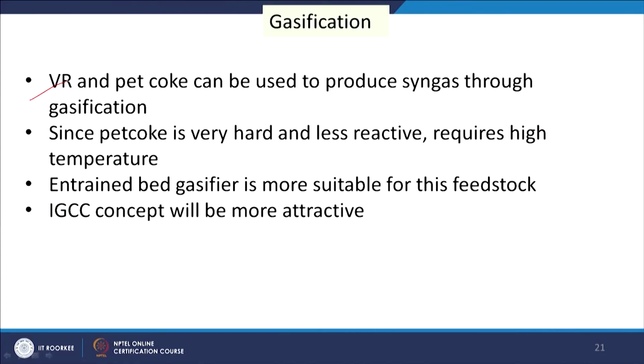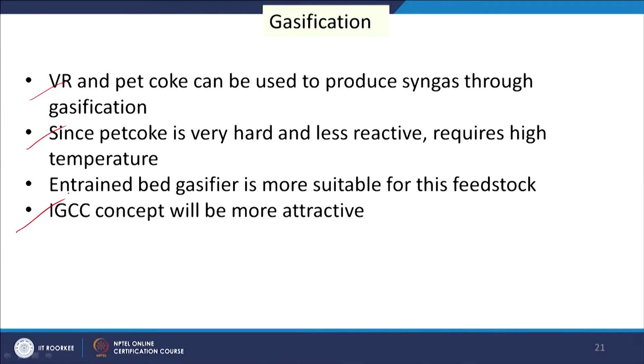So, if we want to gasify these products, we need a reactor like the entrained bed gasifier to handle this less reactive feedstock. We see here VR and pet coke can be used to produce syngas through gasification, and entrained bed gasifiers will be more preferable, and the IGCC concept will be more attractive for the utilization of this coke produced through the delayed coking unit. Now, we will see some examples of gasification plants based on VR and pet coke.